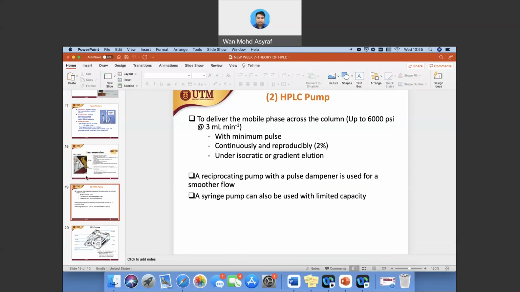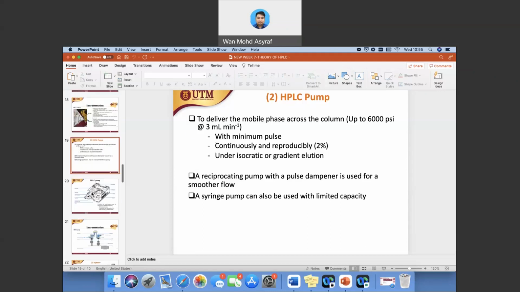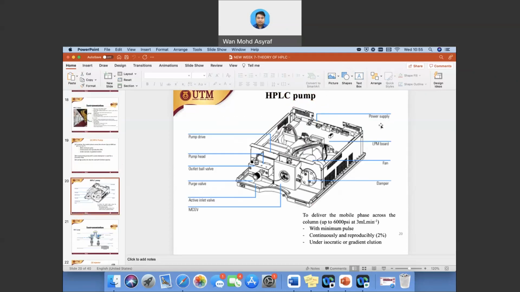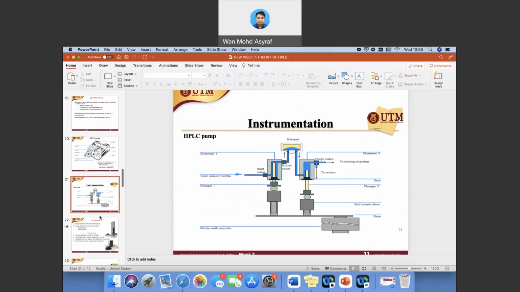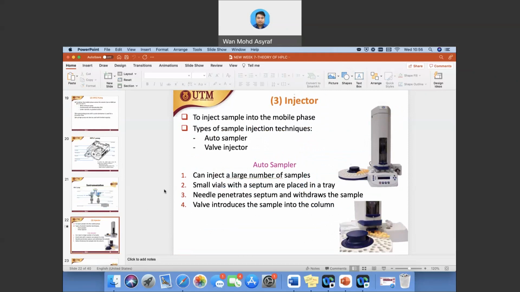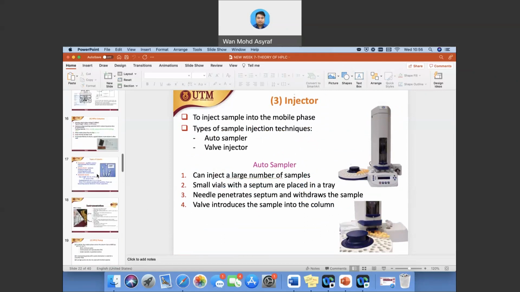These are the characteristics. It needs to have a minimum pulse, it needs to be continuous, it needs to be reproducible, and it needs to function under isocratic or gradient elution. So this is the overview of the pump. You just have to take a look at it. This is also another figure of the pump itself. We have finished the solvent reservoir and the pump, and then the column.